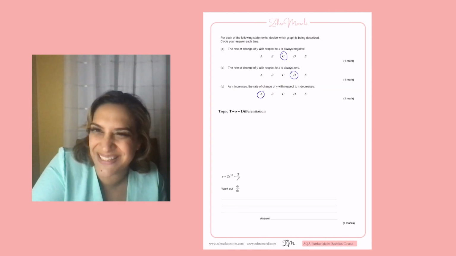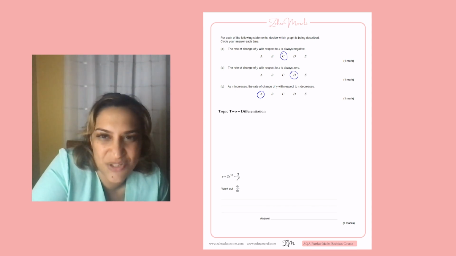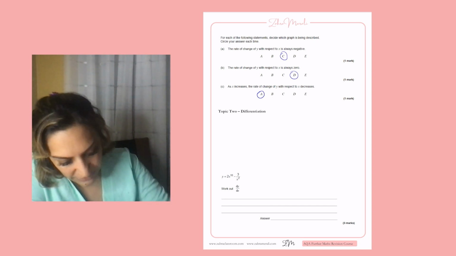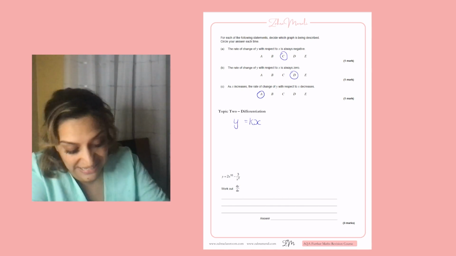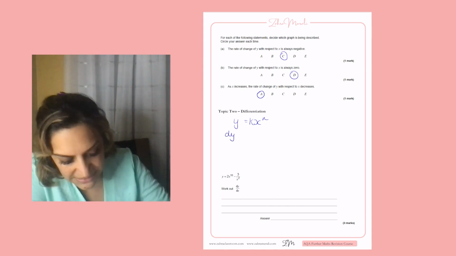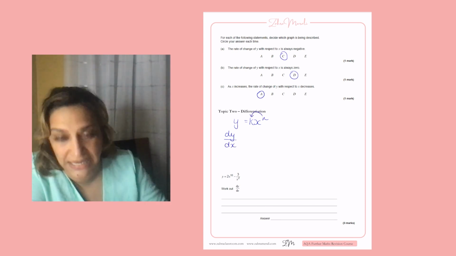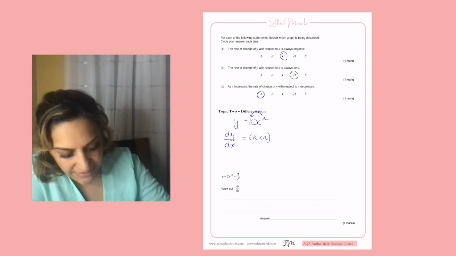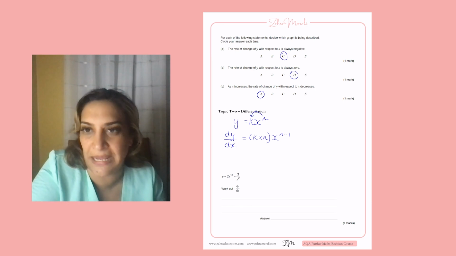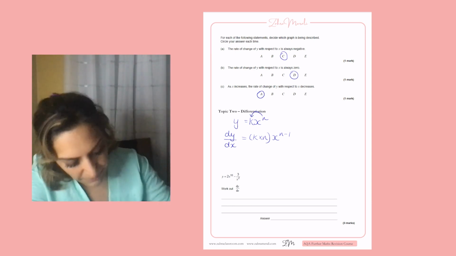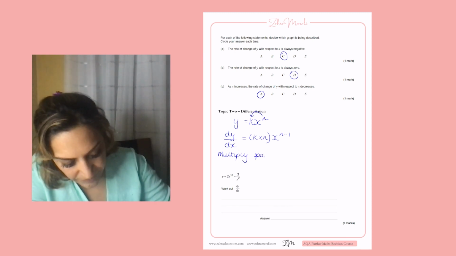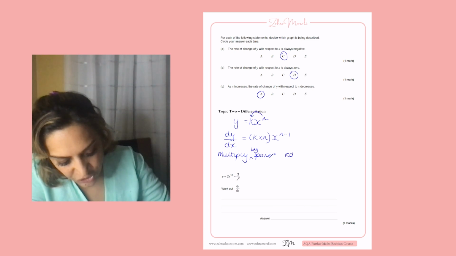Right, next bit is differentiation. And this is quite a nice topic because when you have something to differentiate, say y equals kx to the n, then dy/dx, all you do is you bring that number down and multiply by that power, and then you take 1 away from the power. So you multiply by the power and you reduce the power by 1.